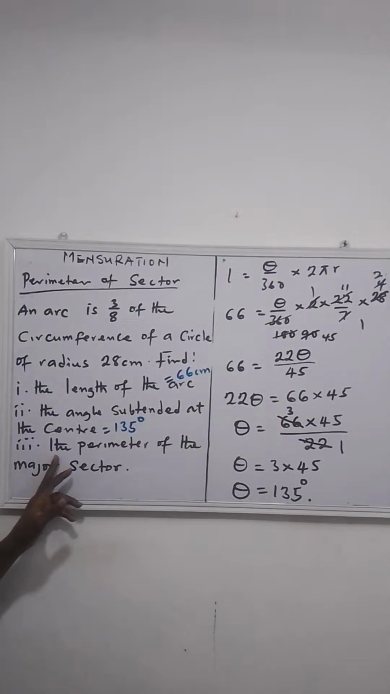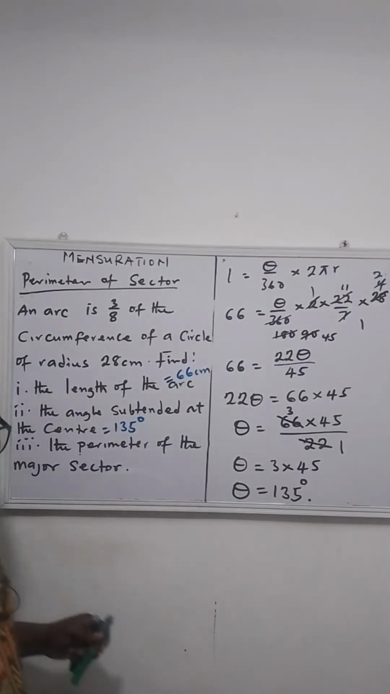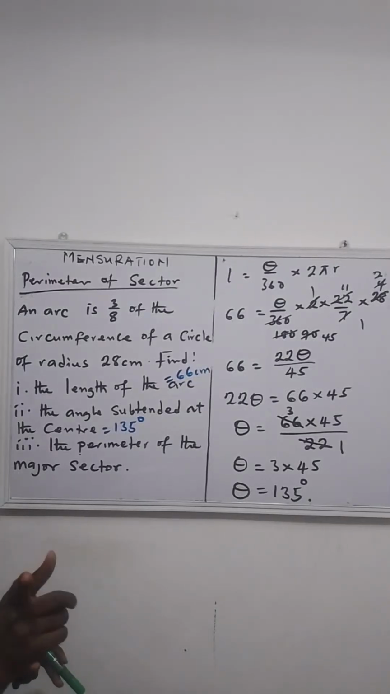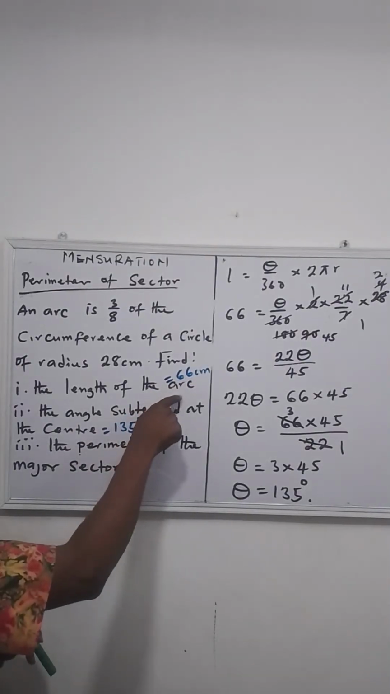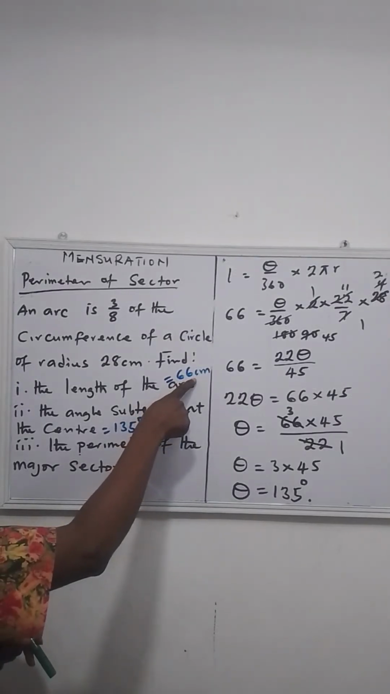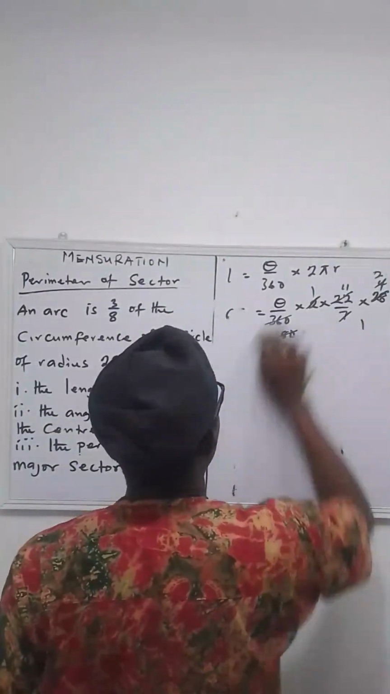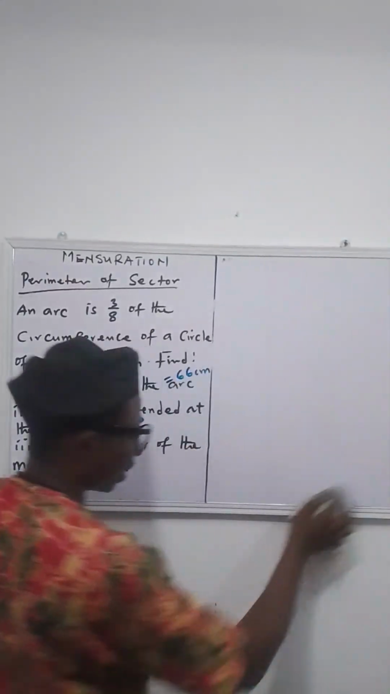Okay, now let's look at the last one here. The question asks you to find the perimeter of the major sector. Now, we are looking for the perimeter of the major sector and not the minor. You know, we already have the length of the minor arc to be 66. So now let's get the length of the major arc.